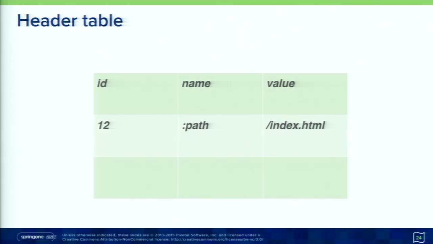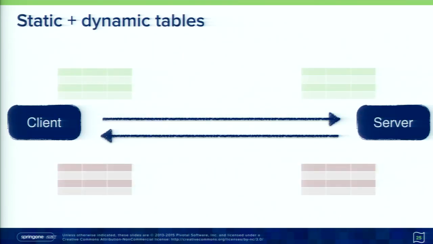And if it's completely custom, header name and value, you just send the whole thing. But next time you send this, you can just refer to it by its ID. You don't have to send it again. And how does it work? Basically, the client and the server on each side of the connection have to maintain this header table.